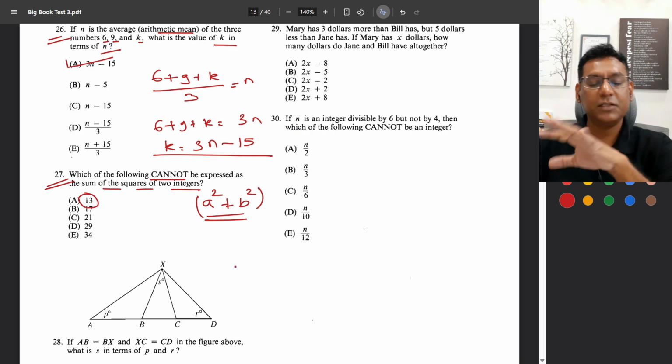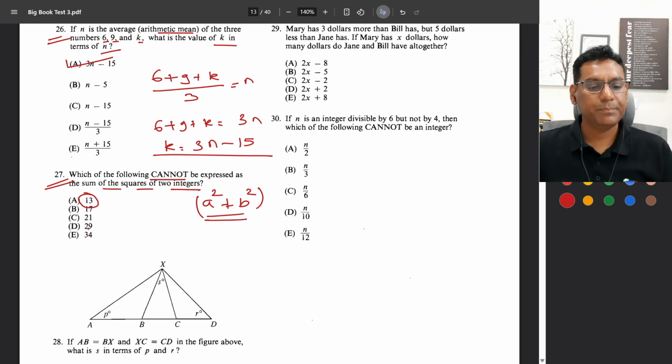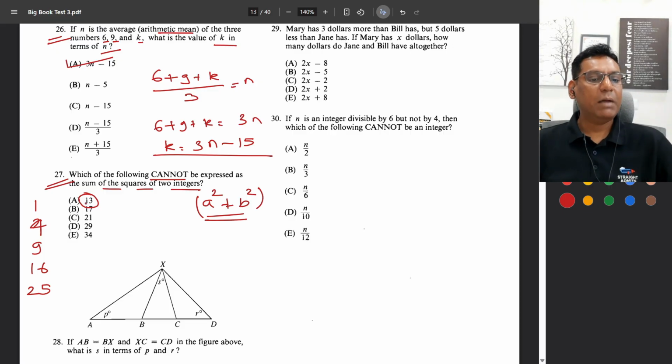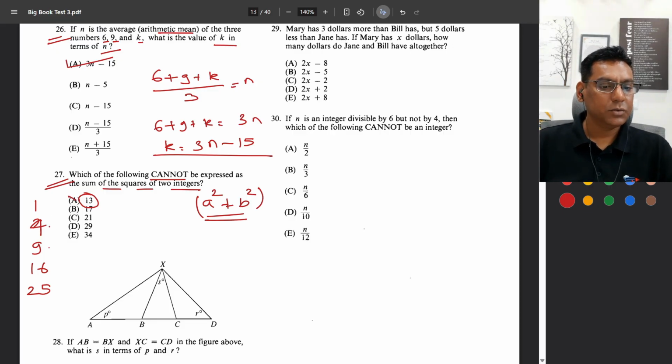Let's look at all the numbers and their squares. 1 square, 2 square is 4, 3 square is 9, 4 square is 16, 5 square is 25. The next square will be too big because answer choices are not there. So am I able to add any of these numbers to get 13? Yes, I can do 4 plus 9. So this is not the answer. Can I add something to get 17? Yes, I can do 1 plus 16. So that is possible, it's not the correct answer.